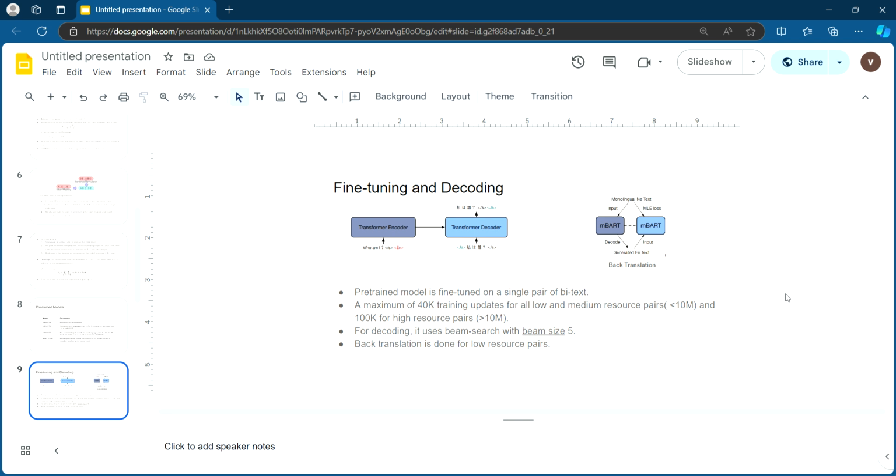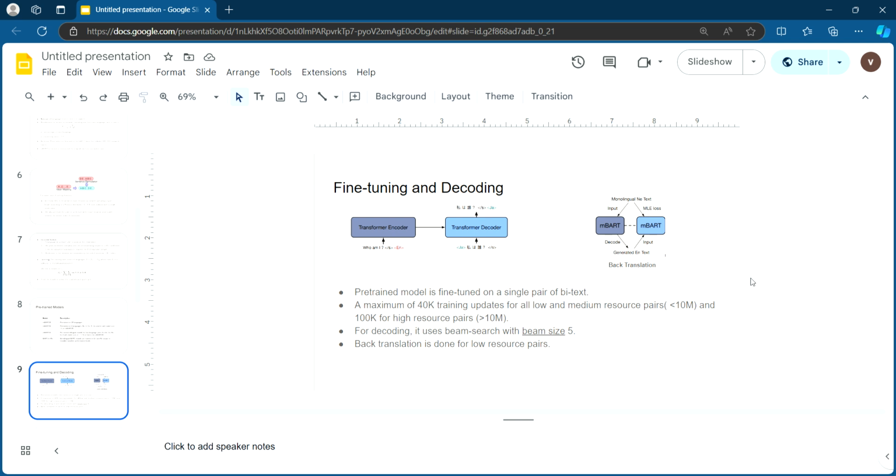For low resource pairs, we have done fewer training steps. We have updated for 40,000 updates, and for large resource pairs, we have updated the pre-trained model 100,000 step times. This is solely to avoid overfitting for low resource languages.